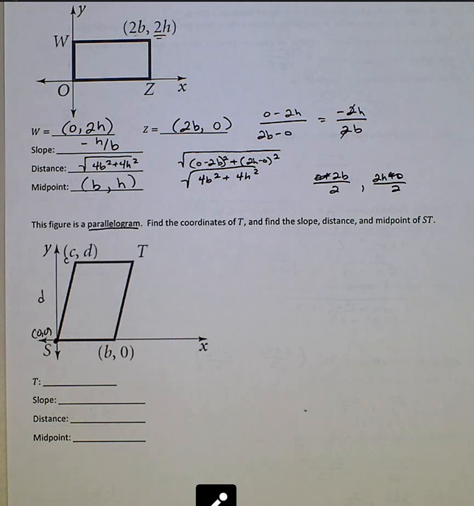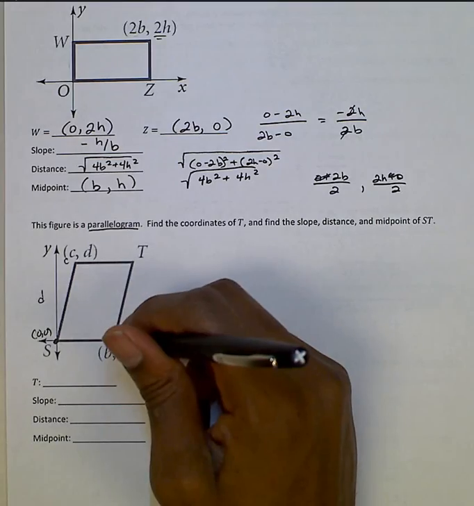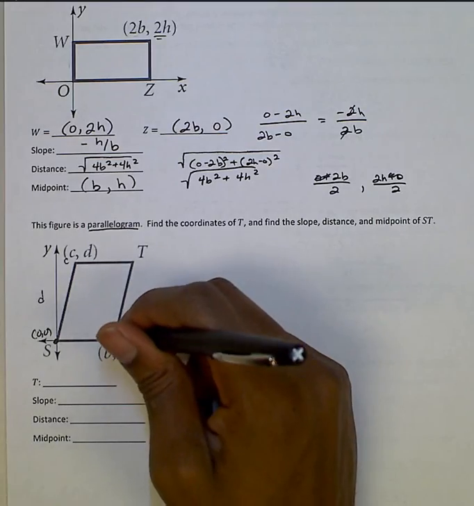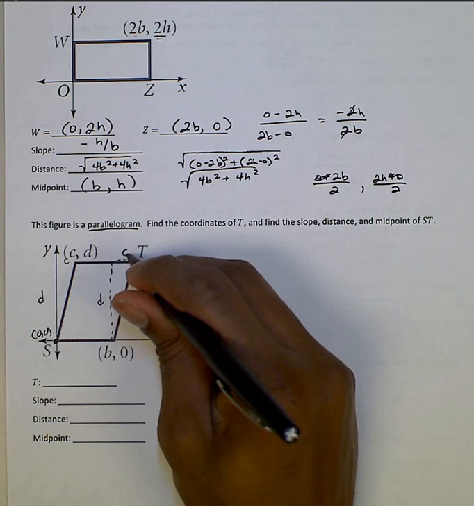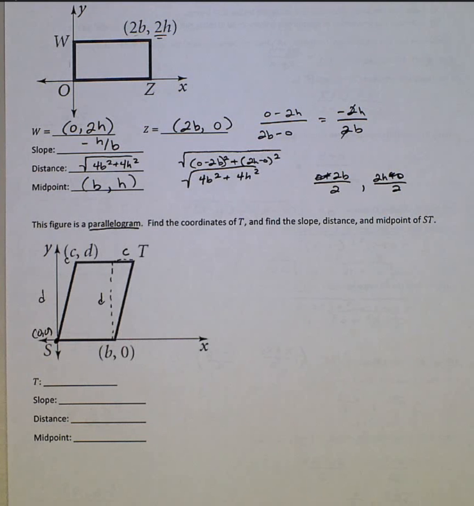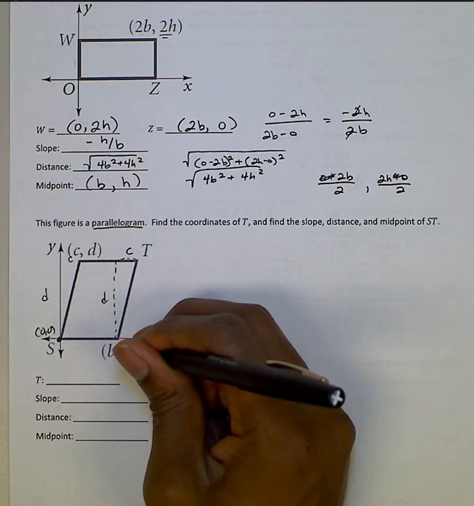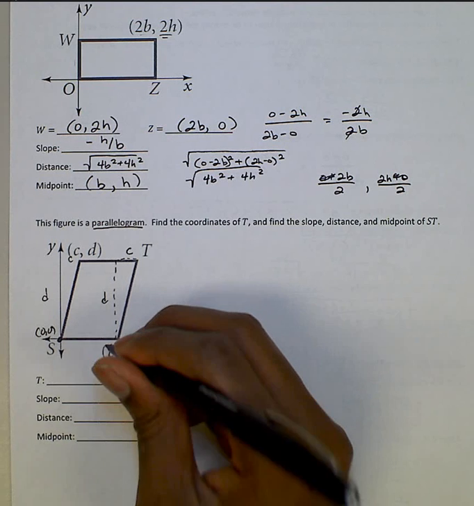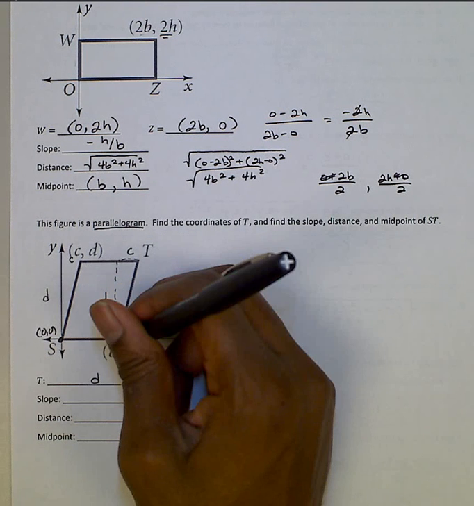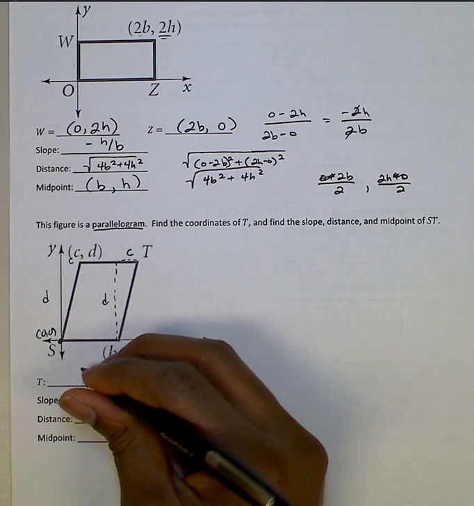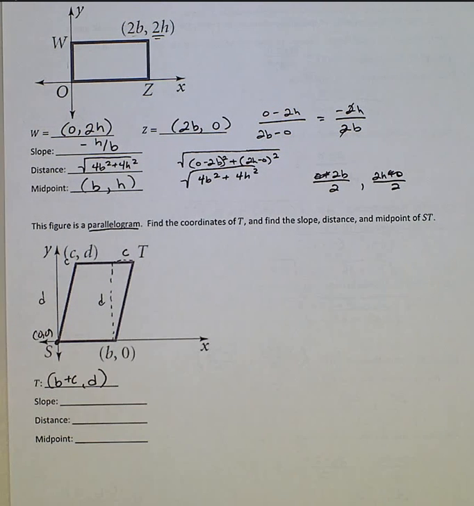Now, that will help us out because we know that in this next segment as well, we're going to go up D and over C. So that means we're going to be adding D to the Y value. And since the Y value is 0, we add D to it. 0 plus D is D. And we're going to be adding C to the X value. Now the X value is B. With B, we're adding C to it. That makes this coordinate B plus C, comma D.